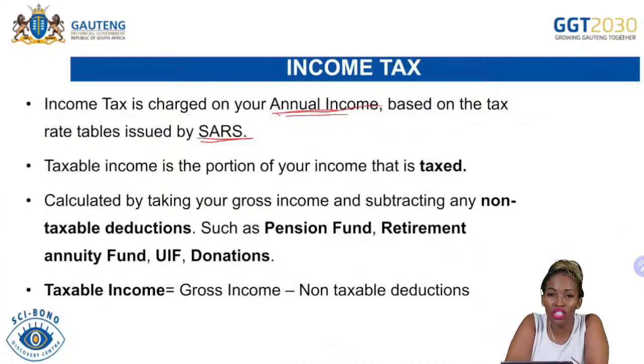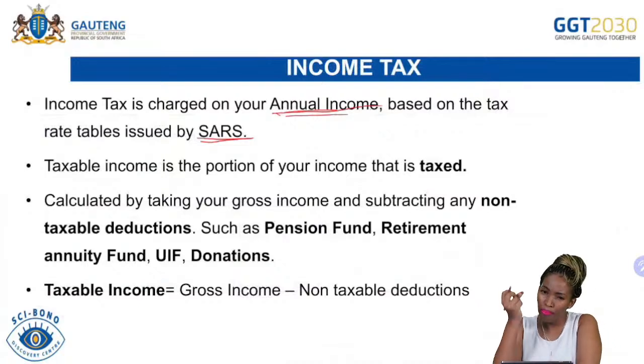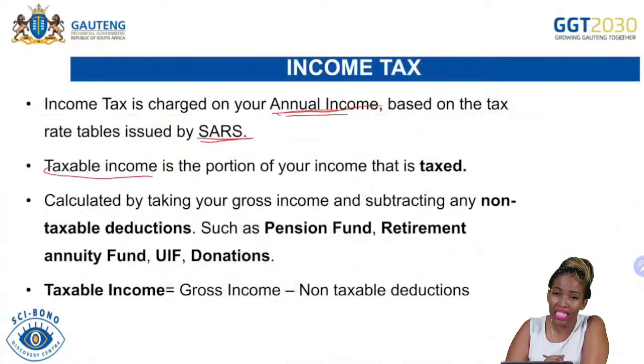Remember, they can also ask you in the exam, what is the organization that is responsible for the collection of taxes? You must confidently answer that it is the South African Revenue Services. Taxable income is the portion of your income that is going to be taxed. So a part of the income that you are getting should be subjected to tax. And that portion of the income, we call it taxable income.